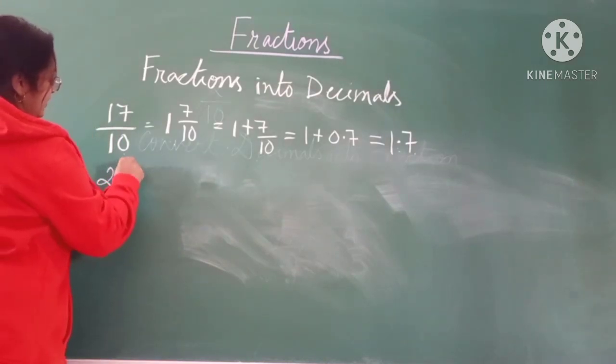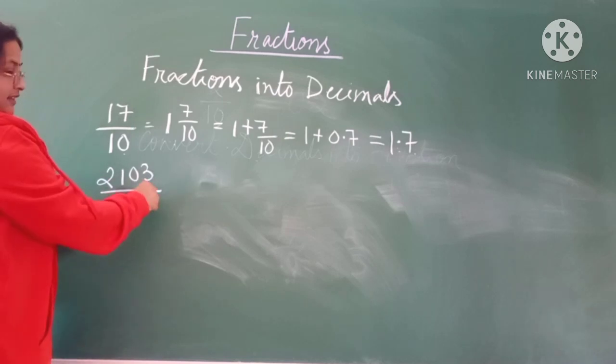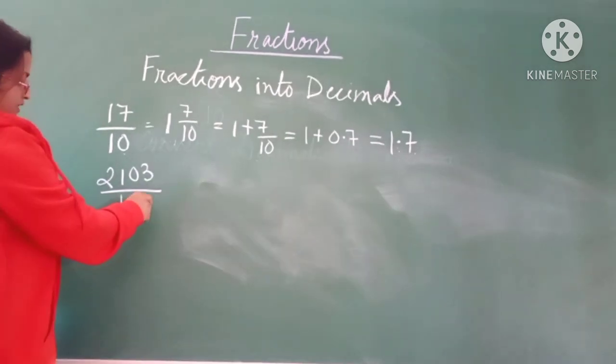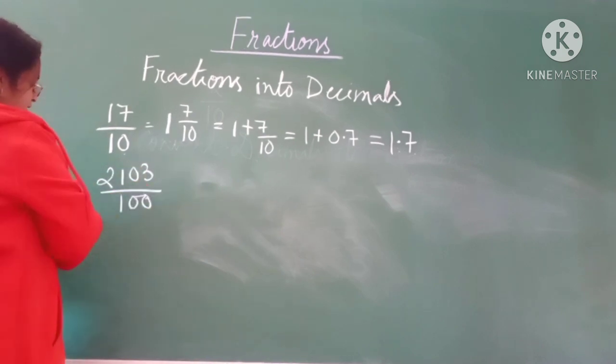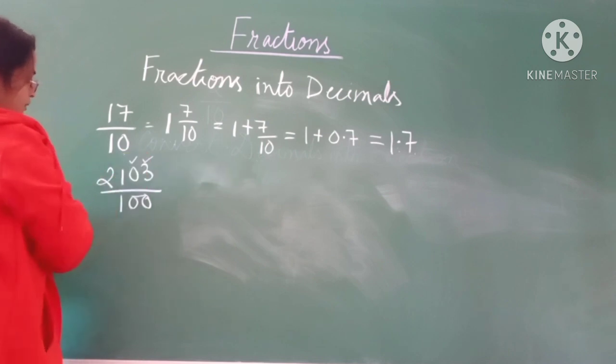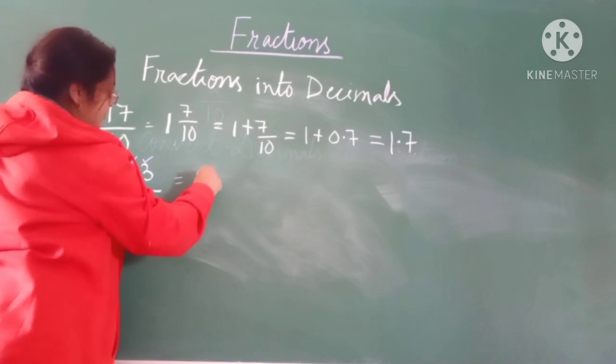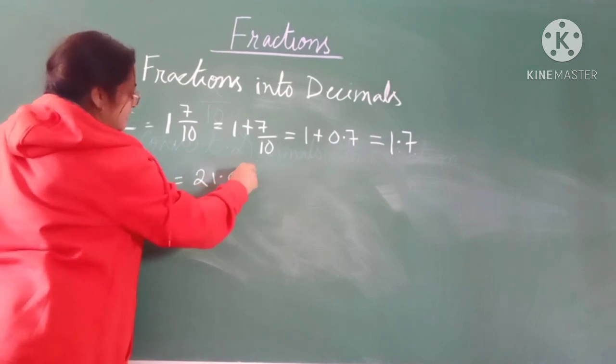Let's take one more example. Say 2103 by 100. Let's take the shortcut way. How many zeros do we have over here? 2 zeros. So from the right hand side, just count it: 1 and 2. So where should the decimal be placed? It should be placed here. So we will just write 21.03.